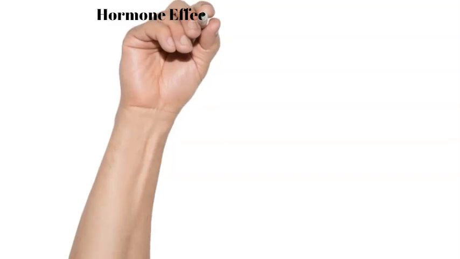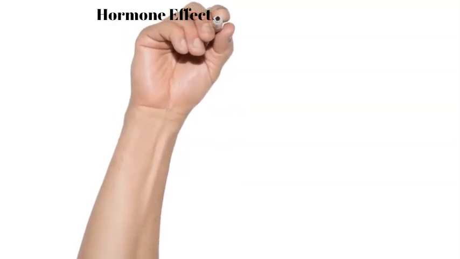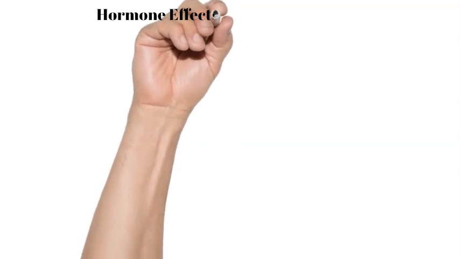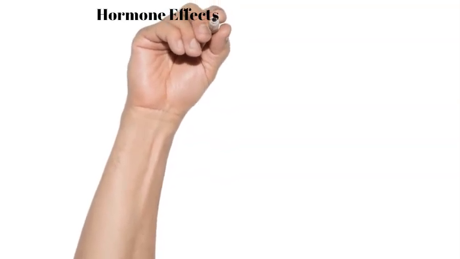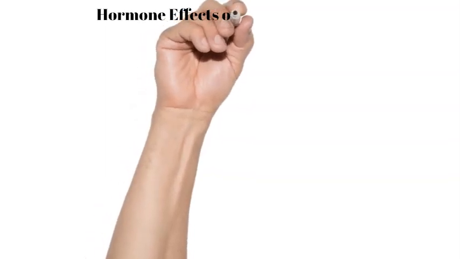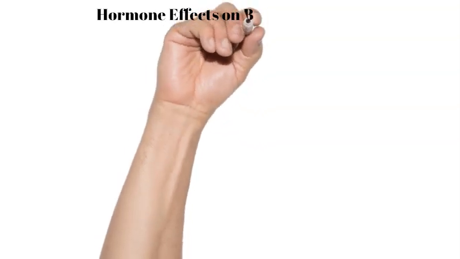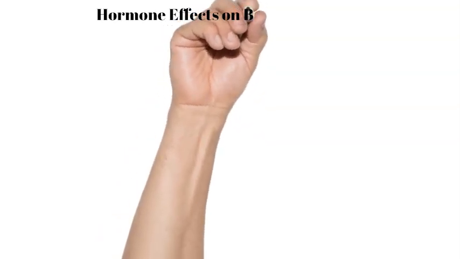Antidiuretic hormone, ADH, also known as vasopressin, is a hormone produced by the hypothalamus and released by the pituitary gland. It regulates water balance in the body by increasing water reabsorption in the kidneys. In people with hypertension, ADH levels may be elevated, which can increase blood volume and raise blood pressure.